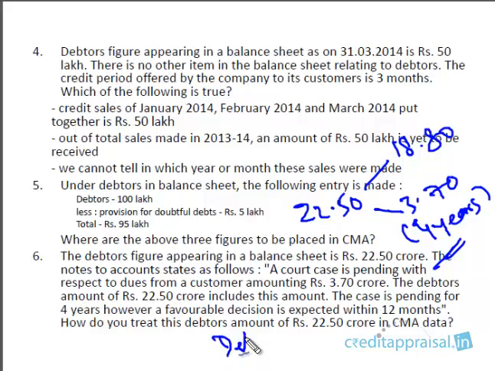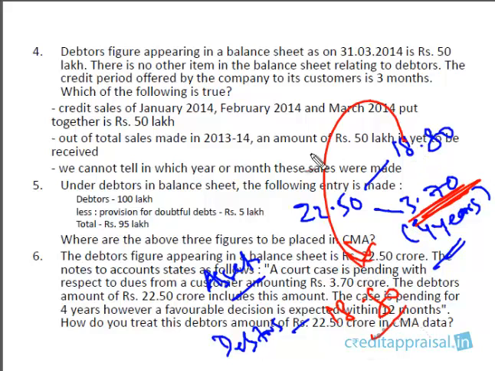So in the CMA data, we have an item called debtors on the asset side, right? So what figure are we going to keep here? That is the question. So please note that we are going to have only 18.8 crores. This figure only is here. So this 3.7 crores we are going to classify under non-current asset. This data appears under the current asset.